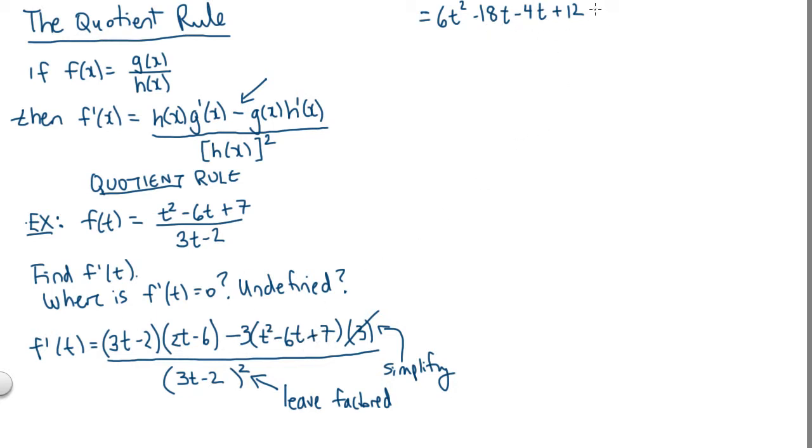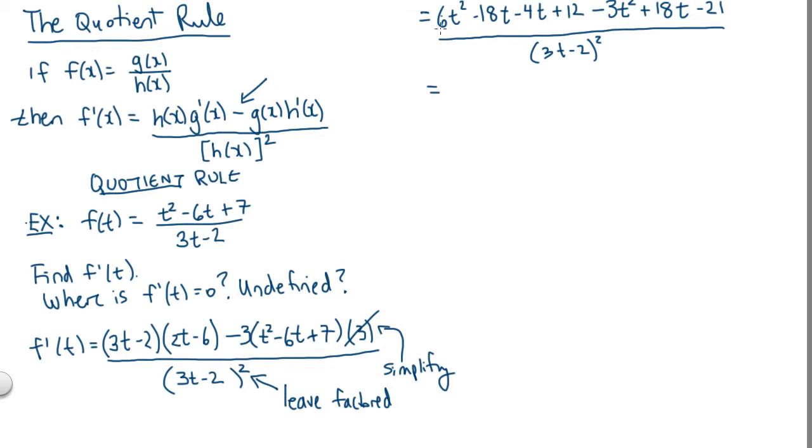So we've got minus 3t squared plus 18t minus 21. Okay, and we'll just make sure as we expand through that really all our signs do change, because we've got a negative sign in front there. So this entire quantity is divided by 3t minus 2 all squared.